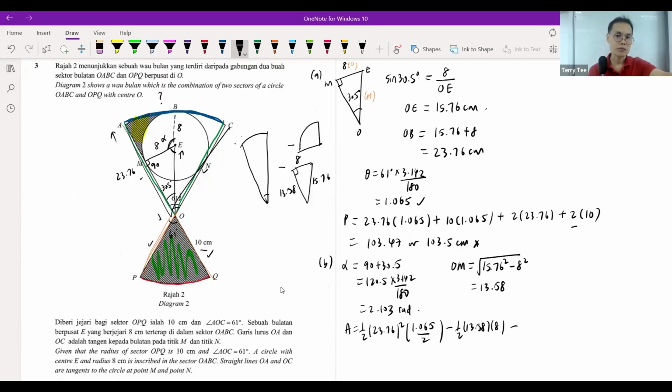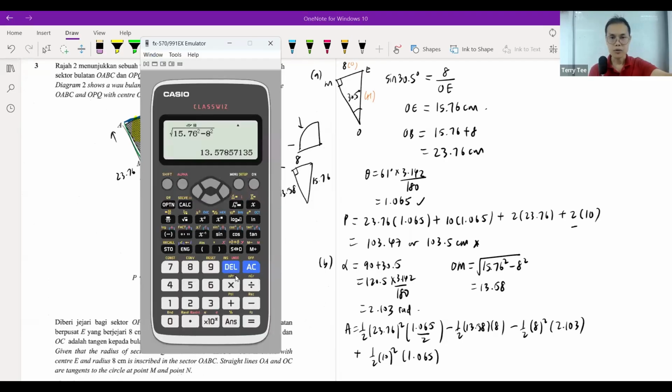Then I minus the smaller sector over here. The smaller sector here has a radius of 8. Your angle is alpha, which is 2.0103. Then you add the bottom sector here. The radius is 10. The angle theta is 1.065. Okay, 1.065.